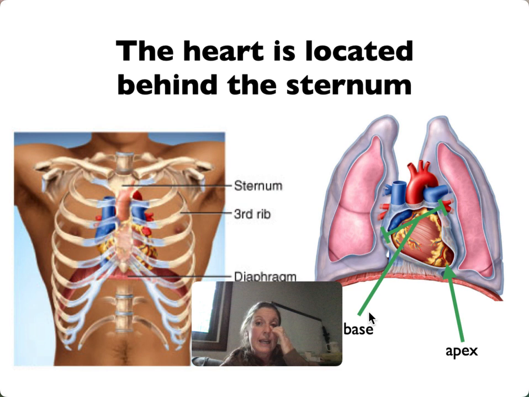Now, if we're looking at the outside of the heart, there are two sort of geographical features that we need to be acquainted with because we'll use those to describe other parts of the heart later on. The pointy end of the heart that's pointing down and to the left, remember this is anatomical position, is called the apex of the heart. At the top of the heart, where all of the vessels are emerging and attaching, this is known as the base of the heart.